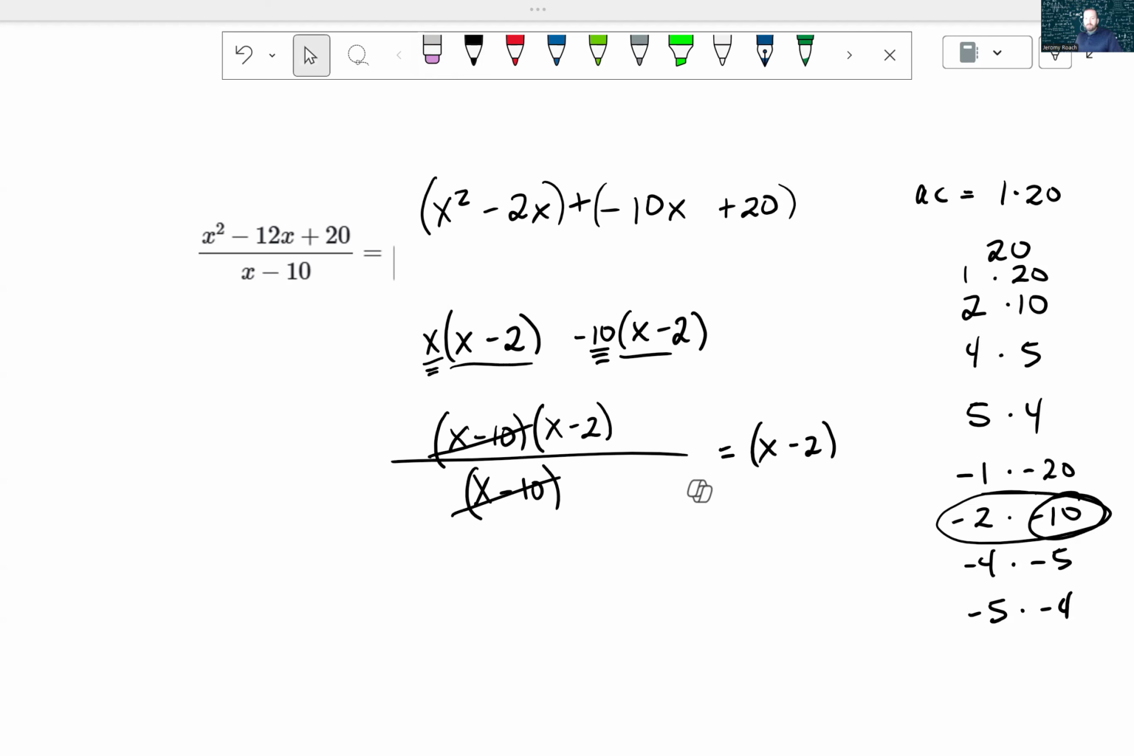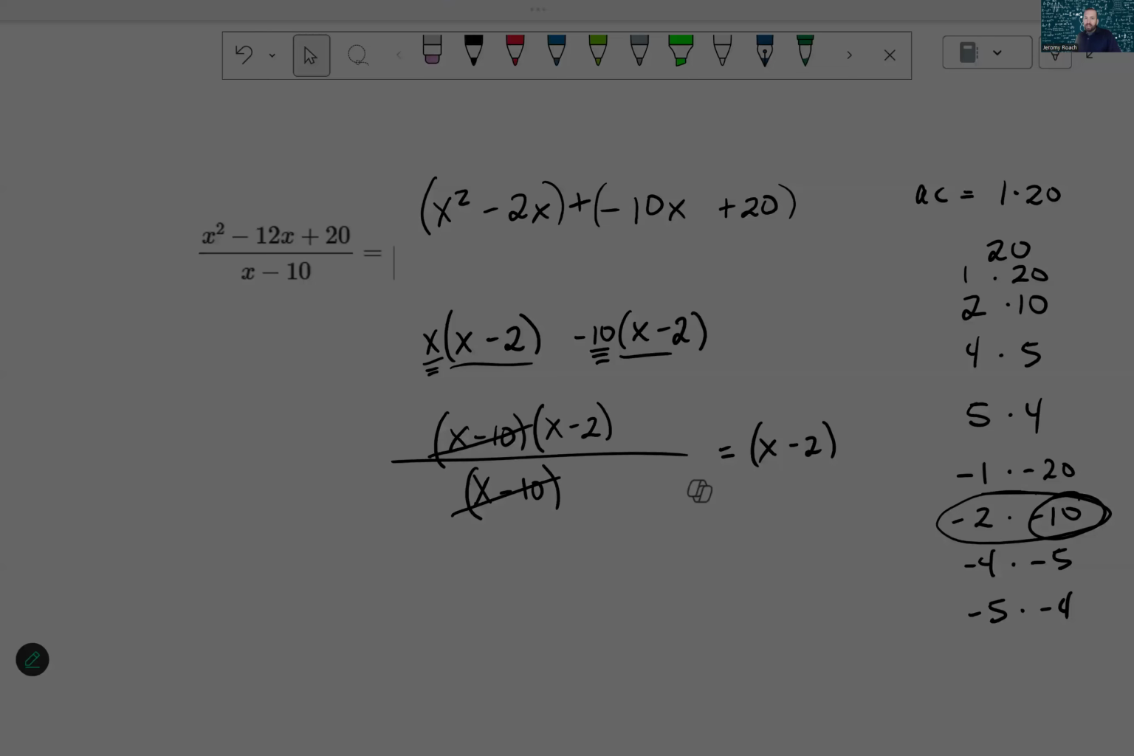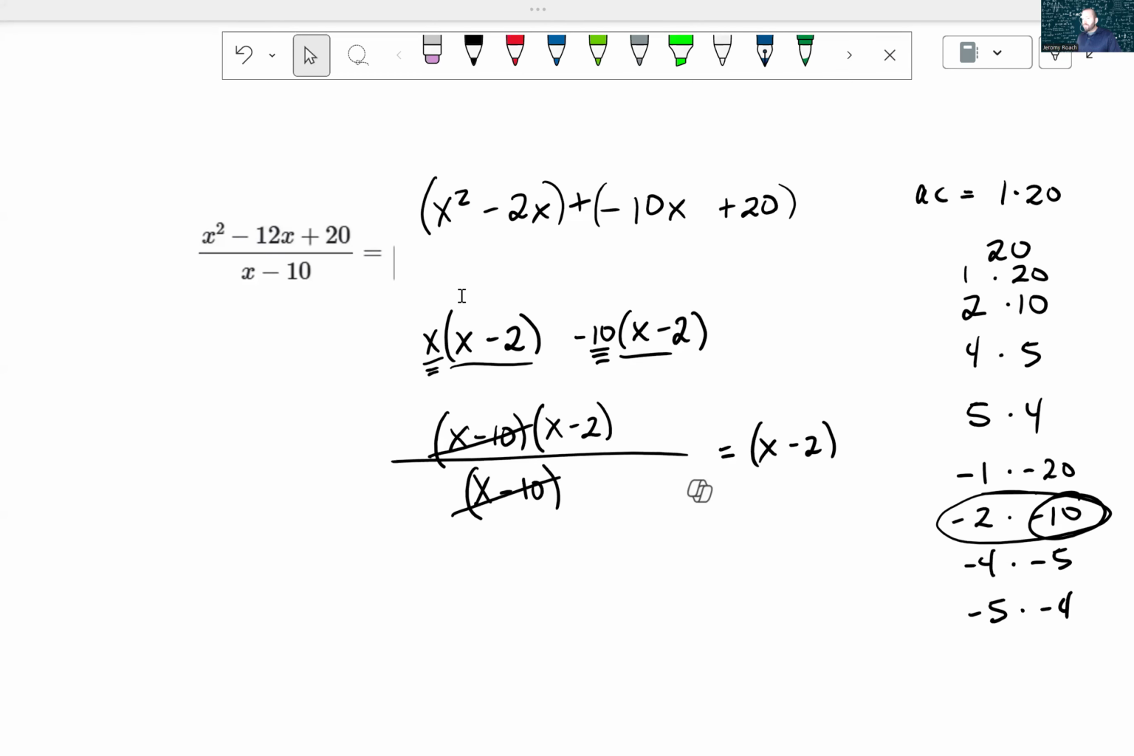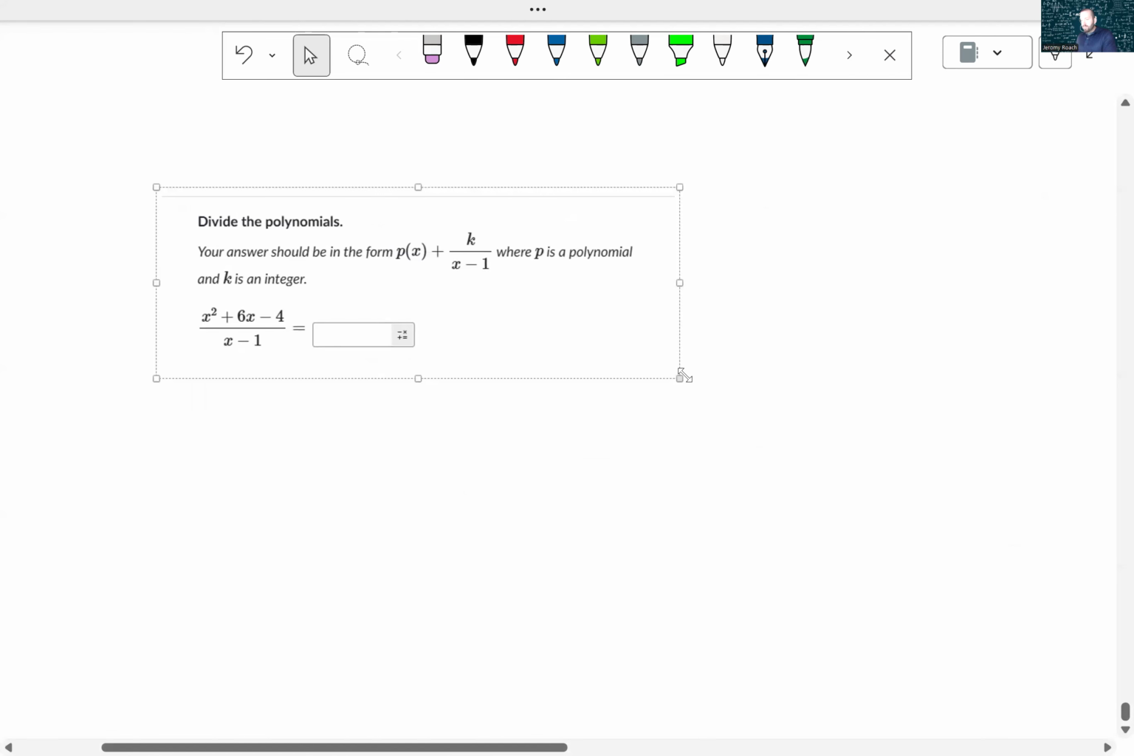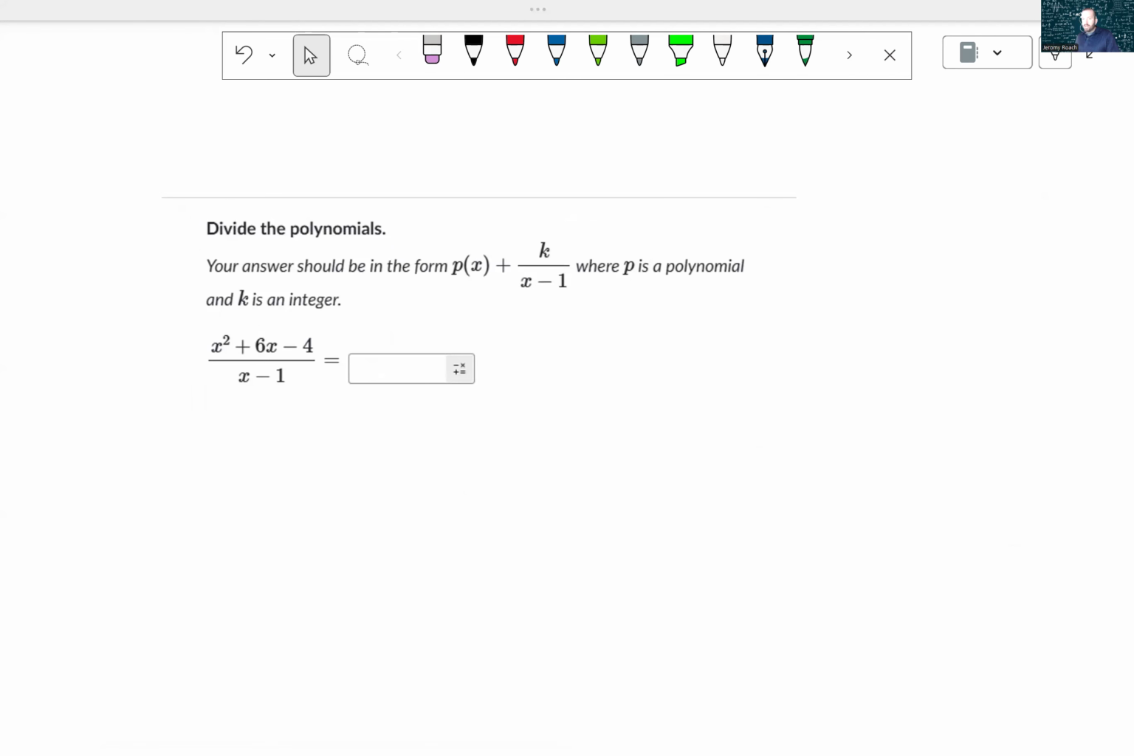Okay, the last part is dividing again, but with remainders. And for this one, we're probably also going to use the AC method if we can. Let's see here. Okay, so if you do the AC method and you can't factor it, that means there's got to be a remainder or something left over. So this one we're actually going to use long division.